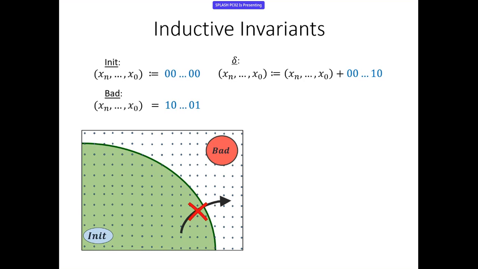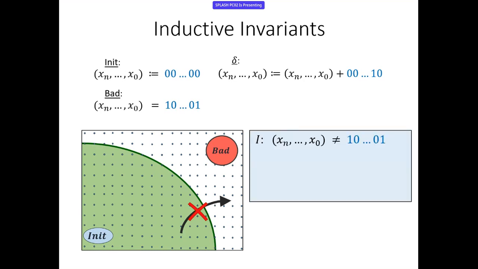For example, the property that the number is not the bad number, of course, holds, but it's not an inductive invariant because there is a transition from a state inside the invariant, from 0, 1, 1, 1, 1, 1, to a state outside the invariant, to the bad number. So there is such a transition of the system.